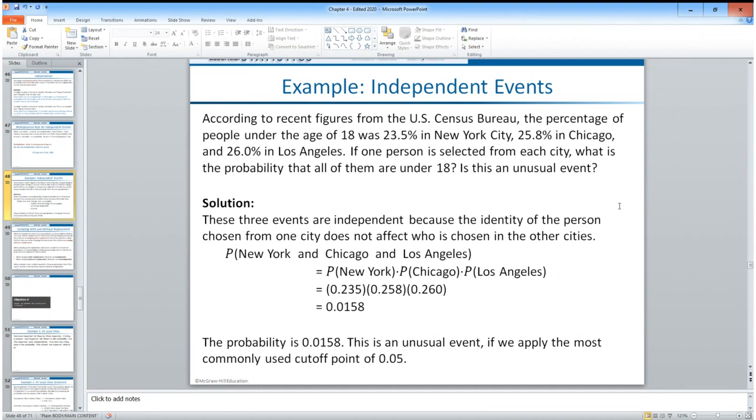Now, if one person is selected from each city, what is the probability that all of them, in other words, New York City and Chicago and Los Angeles, and I'm adding the "and"s in there for emphasis, that all of them are under 18. And then they ask if this is an unusual event. Well, there are three events that are independent. In other words, one is not affected by the other. And we'll look at dependent events in just a second to close out.